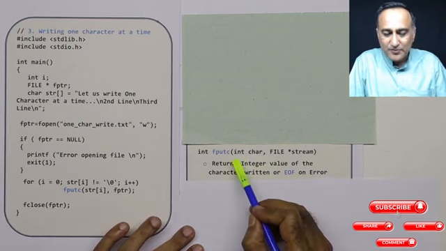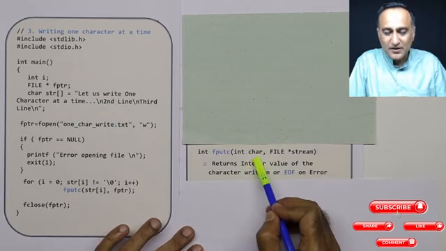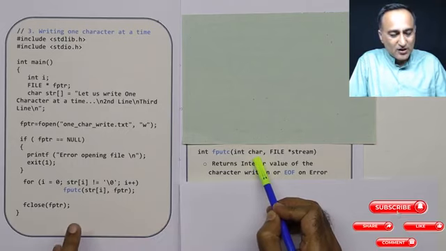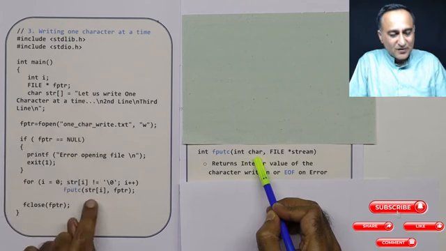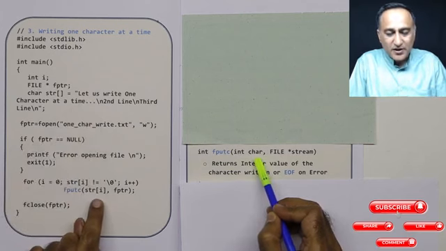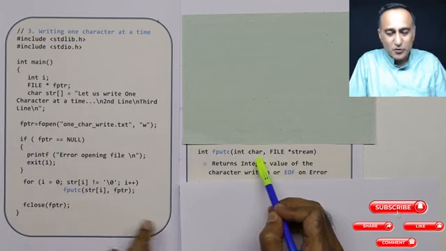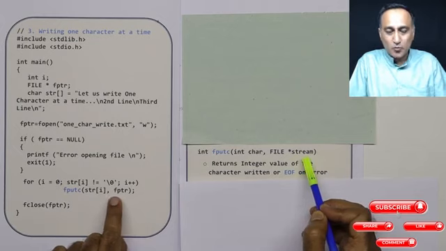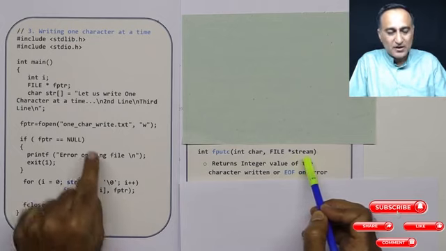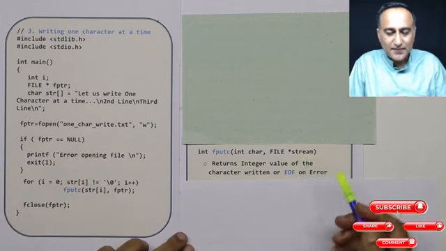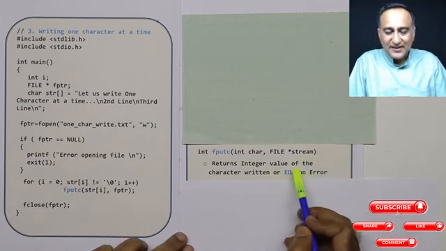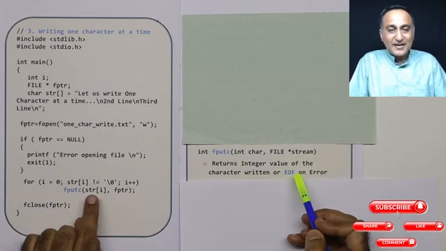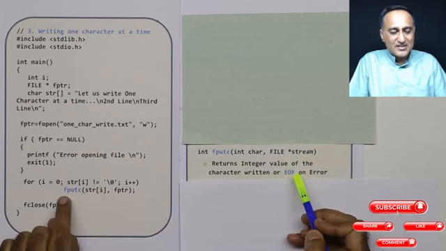The first parameter for fputc happens to be int char. Although I have stored it as a character, it will be converted into its ASCII value, and this ASCII value will be written by fputc. The stream parameter stands for your source of input or output. In this case, my output happens to be this particular file on the disk. It returns an integer value. Suppose I am writing capital A, it will return 65.